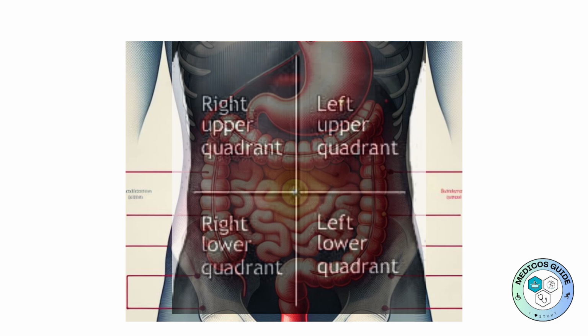It's like mapping out the coordinates on a treasure map. Only instead of X marks the spot, we have anatomical lines marking the quadrants of the abdomen. Let's explore what treasures lie within each quadrant.